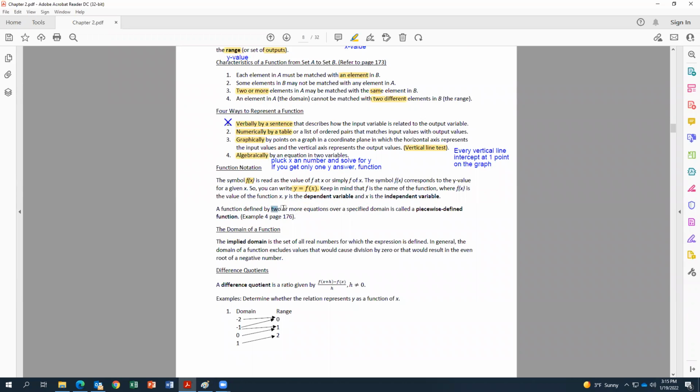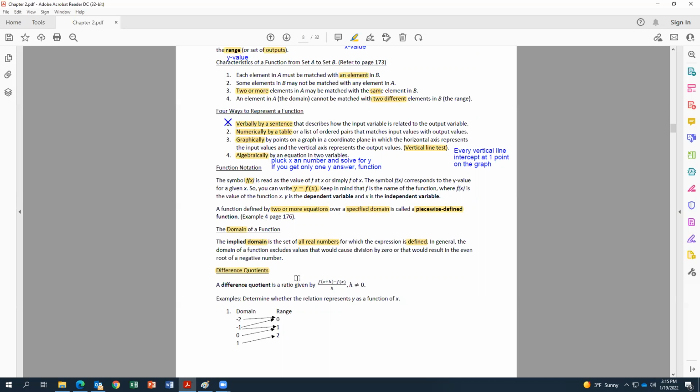If you have two or more equations with a specific domain, we call that function a piecewise defined function. You will learn this in the examples in this class. And this is the domain. When you talk about the domain of a function, it is the real numbers that you can put into x so that you get a defined answer. We'll talk about the domain once I finish the difference quotient.